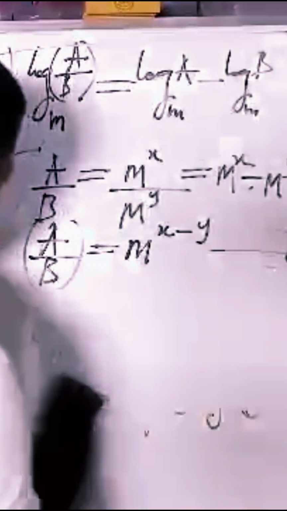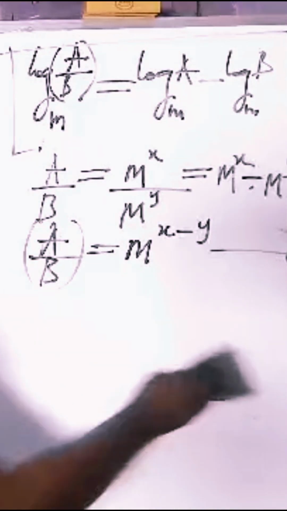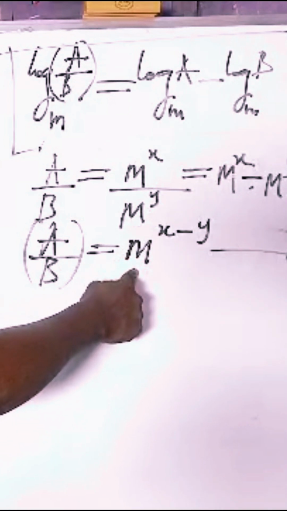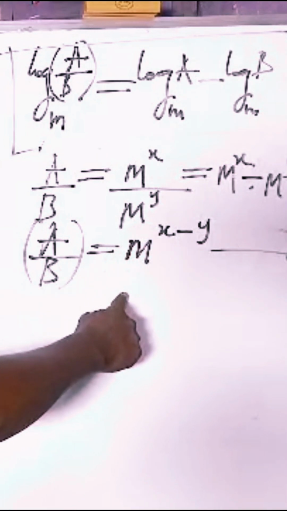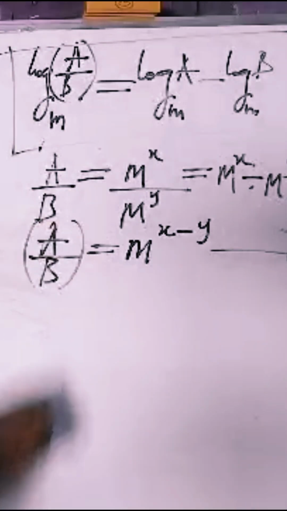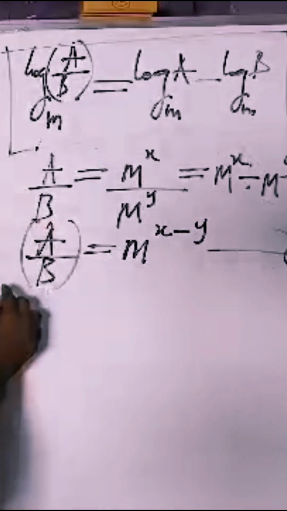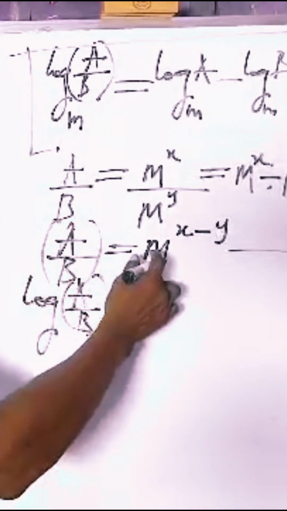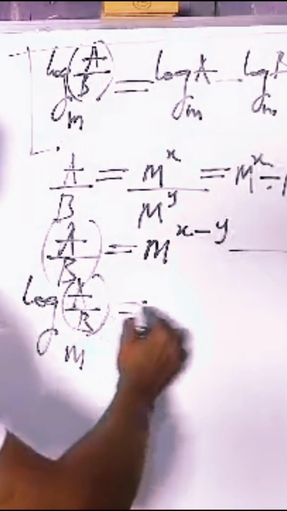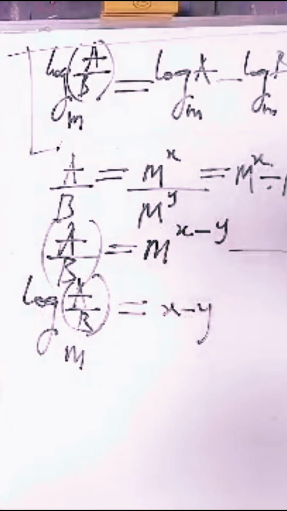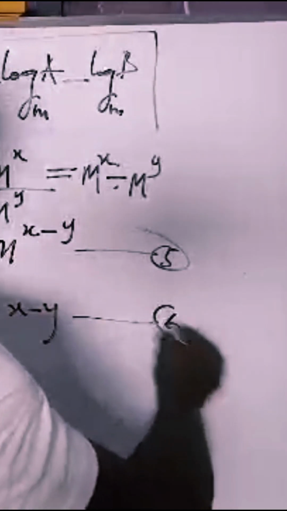Proceeding forth, we say that the log of a over b must be defined as the power to which the m, otherwise known as the base, must be raised, which is x minus y in this case, in order to obtain a over b. So attaching log to this, we have the logarithm of a over b to the base m must produce this power x minus y. And I will call this equation number 6.